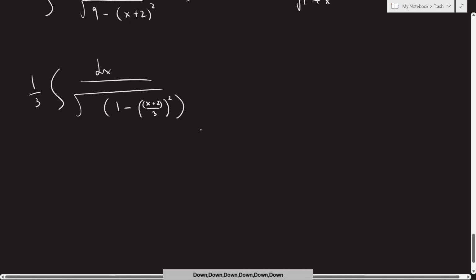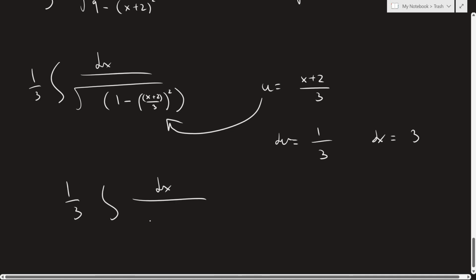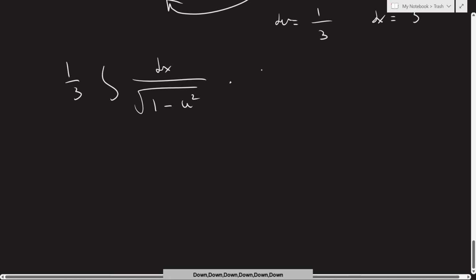Okay, now u is equal to this part here, x plus 2 over 3. So u equals x plus 2 over 3, du will equal, since the derivative of x plus 2 is 1, 1 over 3 dx, and dx is just the opposite, it's 3 du. So let's rewrite it: 1 over 3 times 3 du, over radical 1 minus u squared. Great. Times du, don't forget it. This part, this one here.